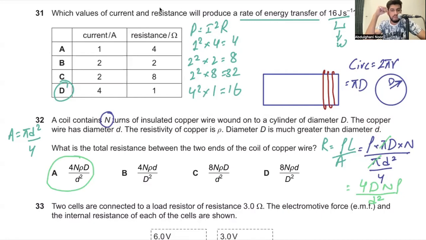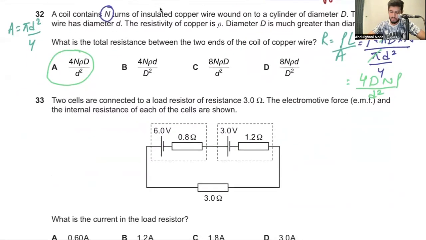So the only way to do this is if you were to imagine or basically figure out what the diagram would look like. That is 32.